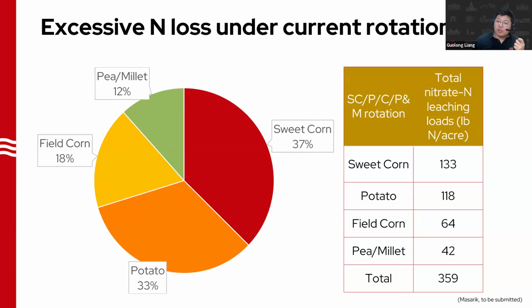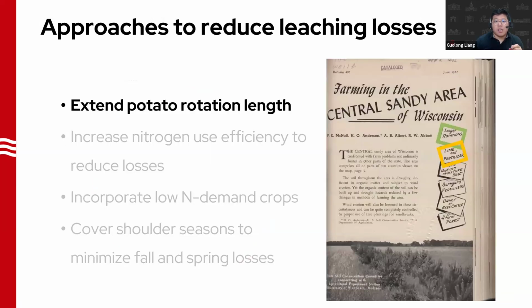So what are some approaches for us to reduce this number, to reduce the overall leaching loads within the system? Here we go into the approaches to reduce leaching losses, right? And the first one is to extend the crop rotation. In the Central Sands, this is not a new concept at all.